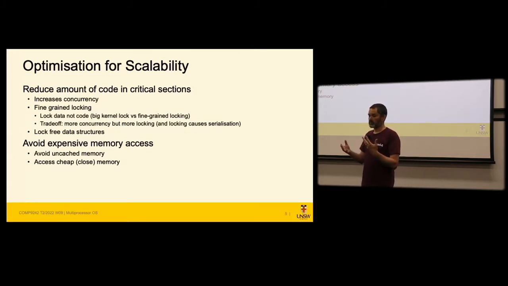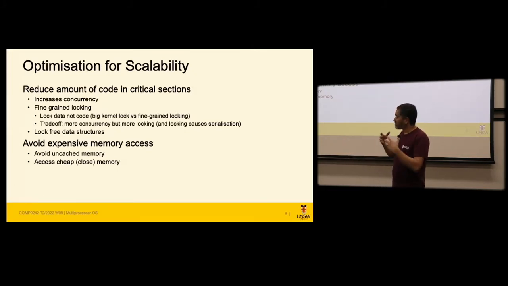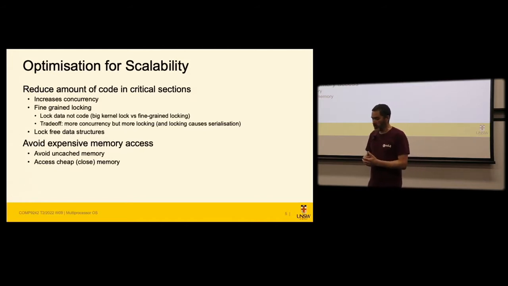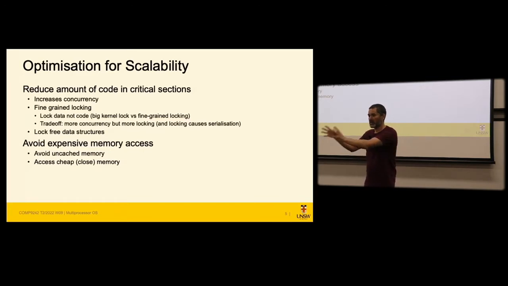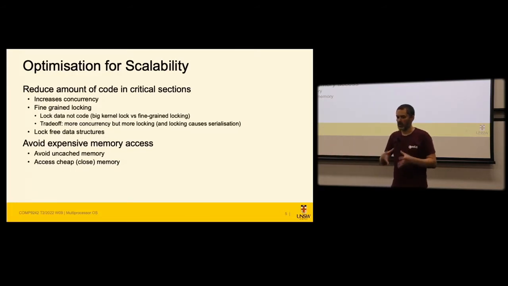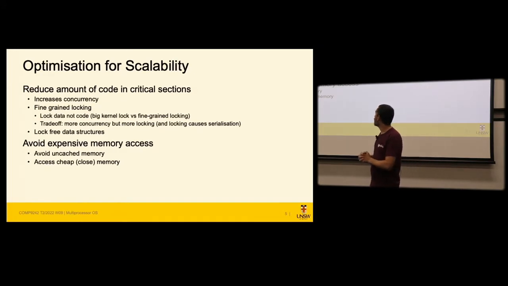So there's this kind of idea that you want to lock data, not code. So rather than, for example, in your kernel, having a big kernel lock, a lock that locks all of the kernel code, you want to have locks that protect the various shared data structures only. And so you only need to lock when you access a shared data structure rather than whenever you run kernel code or whenever you run a part of the kernel. So you really want to focus on this idea of locking data, not code.